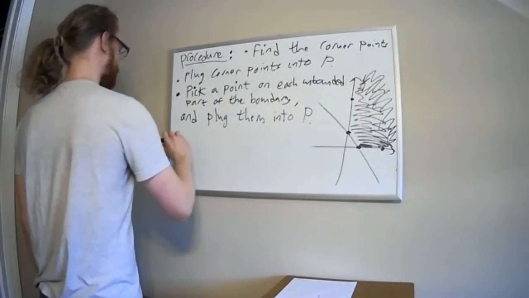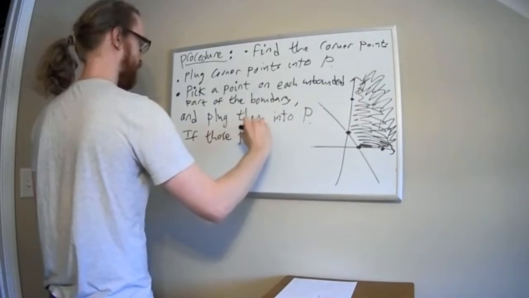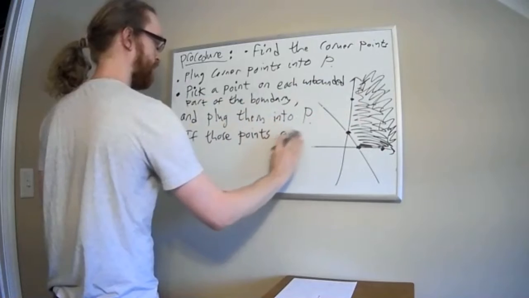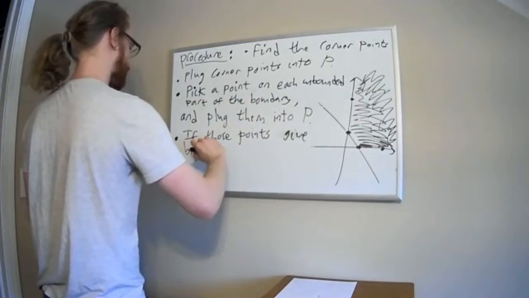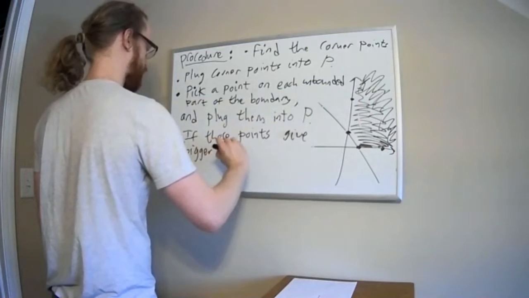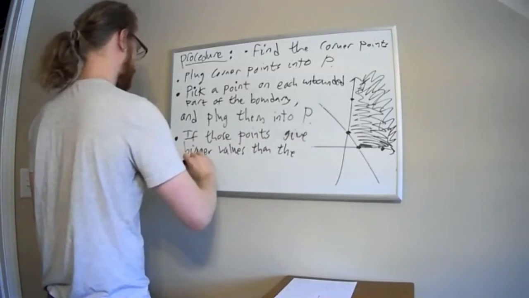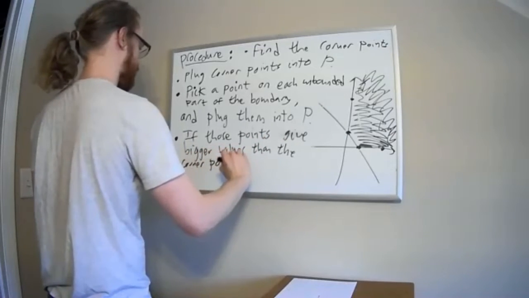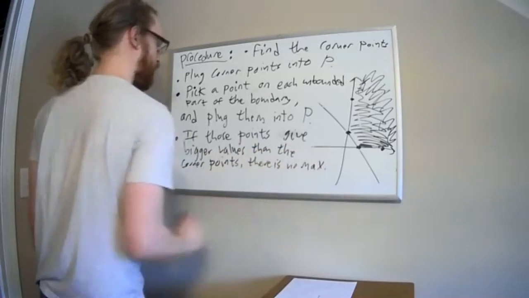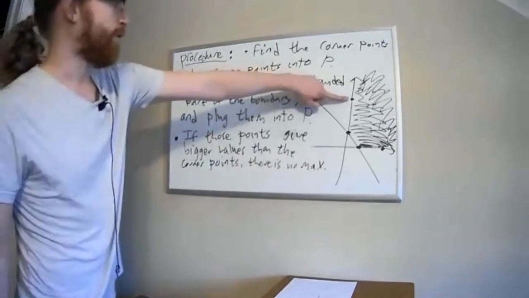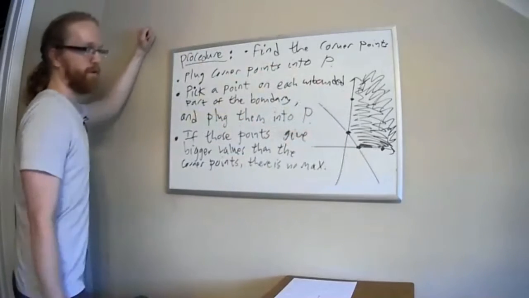And then, if either of those points give bigger values than the corner points, there's no maximum. So if I pick a point up here and I get something bigger than what I got at all of the corner points, then there's no maximum.